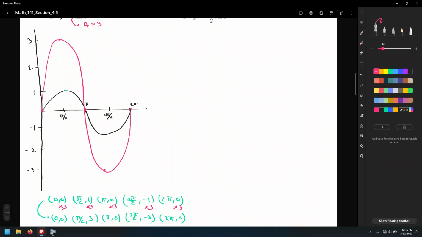And see how this graph is vertically stretched by a factor of 3. In the same way that we did these kinds of functions before, like a parabola, like a radical, like a reciprocal, etc. It's also the same for the trigonometric functions.